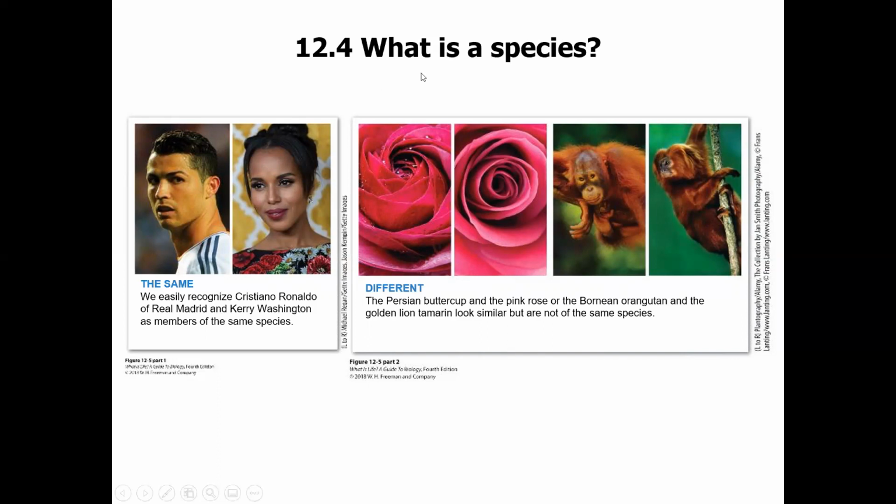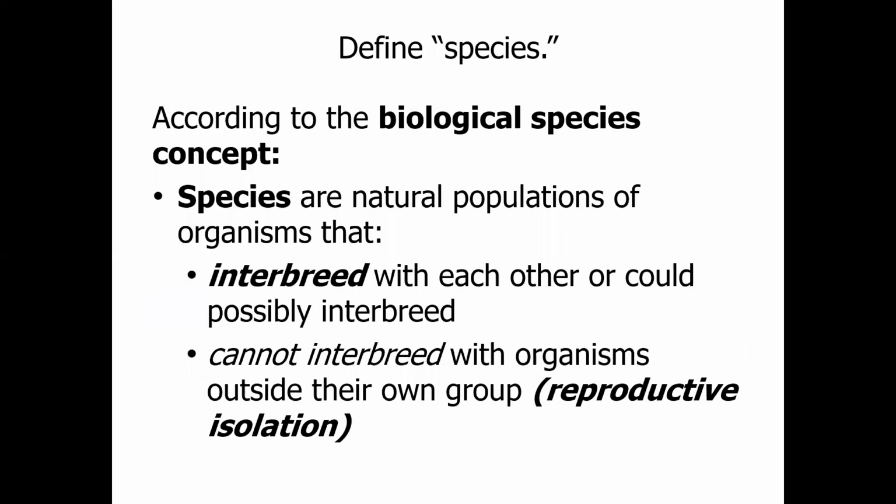However, on the right, we have organisms that look very similar, such as this Persian buttercup and the pink rose. They have the same petal structure and the same color. However, they are not the same species. Same idea with our second example. We have our Bornean orangutan, and we have our golden lion tamarin. They look very similar in terms of body size, hair, structure, all of that, but they happen to be different species. So how do we actually define this?